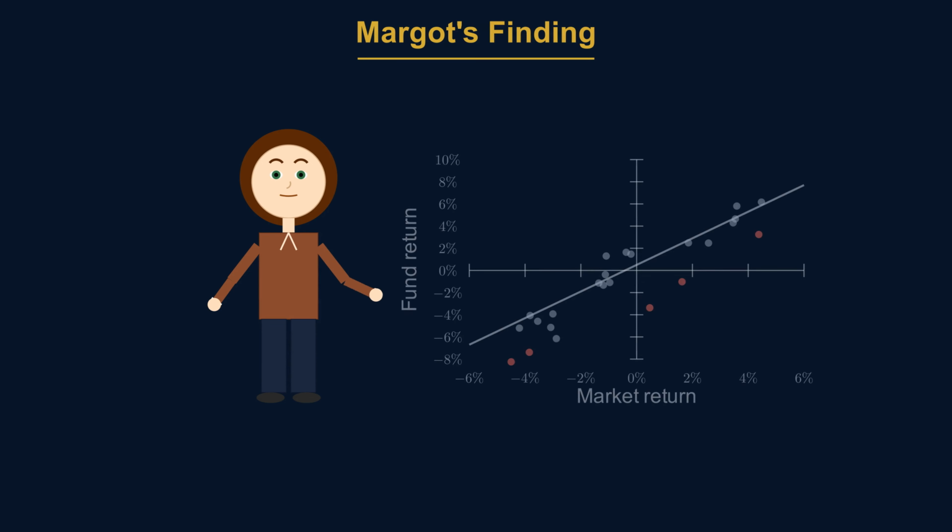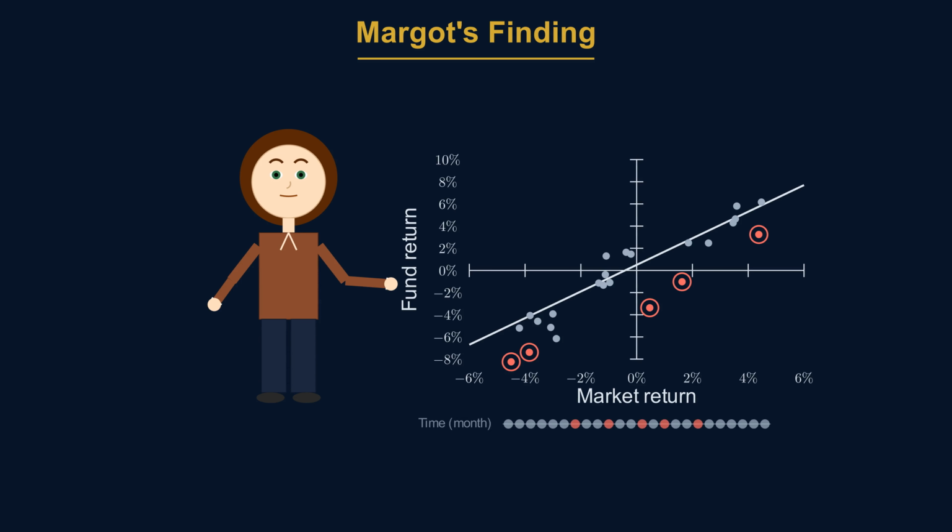Margot sits back and looks at the scatter plot she has built. Most of the dots hug the line. The fund mostly just moves with the market, the way that you would expect. But a handful of months sit way off the line. Those are big errors. And the errors come from the part of the fund's return that the market can't explain. And those off-the-line months are not scattered randomly across the years. It seems that they bunch together. They cluster into one stretch of time.